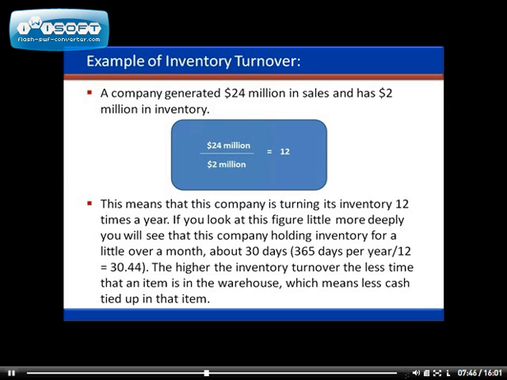And so the higher the inventory turnover, the less time that an item is in the back room or the warehouse, which means less cash is tied up in that particular item. If you are researching a retail company and it shows that their inventory turnover is low, then there's a problem. That means that the retail company is not purchasing items that the customer wants, because they're not generating sales with the inventory that they have.